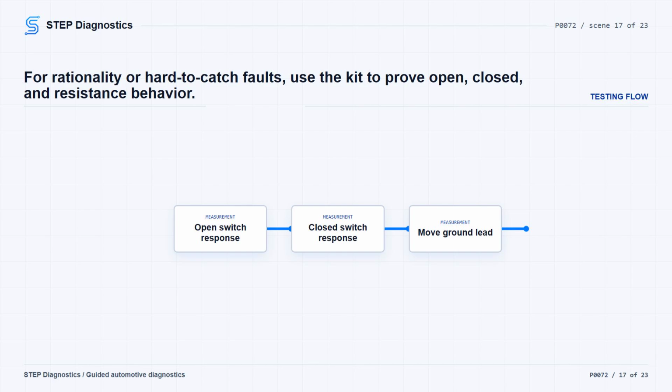For performance, rationality, or hard-to-duplicate intermittent checks, disconnect the temperature sensor connector and connect the electrical test kit leads to the temperature sensor harness connector. Move the switch on the tool to open. The signal should read 5.0 volts and a circuit high DTC should be active or pending on the scan tool.